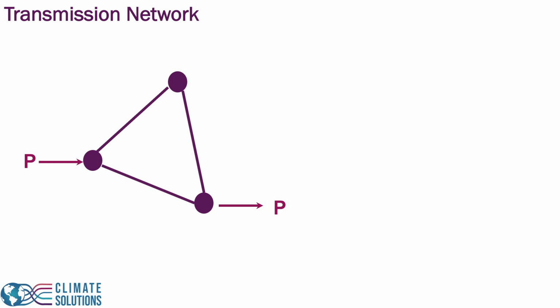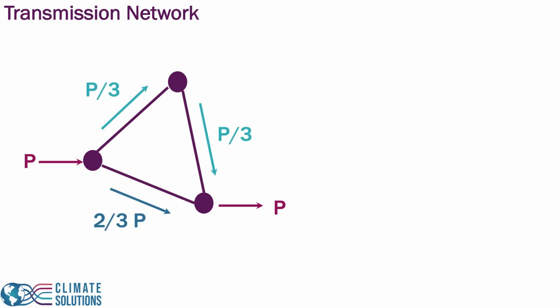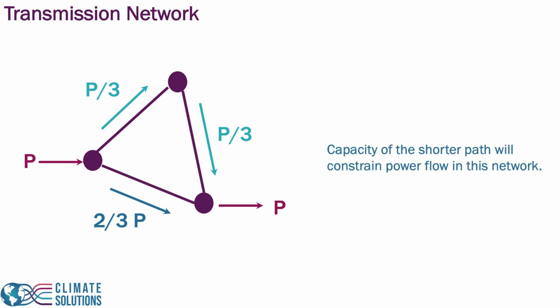If we assume all the lines have the same length and the same electrical characteristics, the power flows will be distributed as shown. 1/3 of the power will flow through the longer path, which has more resistance, and 2/3 of the power will flow through the shorter path that has the least resistance. Now, if all these lines are equal, the capacity of the shorter path will be constraining the power flow in this network. It'll cause a potential congestion event.